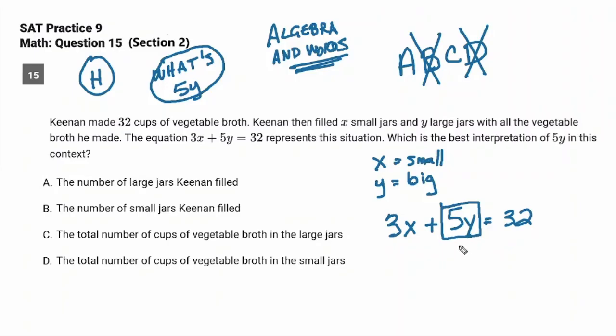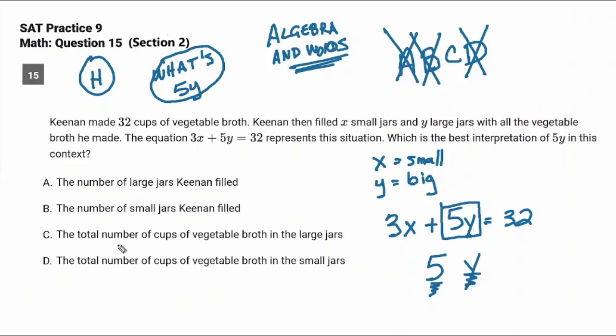Now, 5y, there's two things in it, right? There's a 5 and there's a y. What's the y? y is the big jars. And what's the 5? 5 is, well, it's the number of big jars. Okay, what's A say? A says number of big jars. Is that 5y? No, man, that's just y. So that's gone.